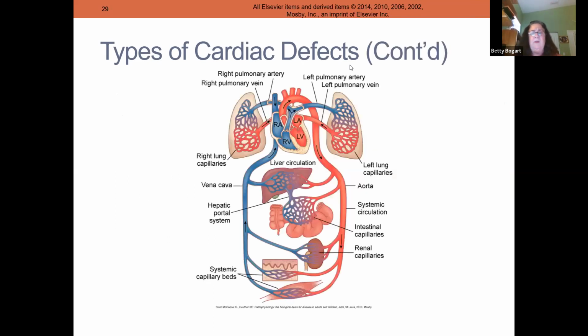Now, I'm going to discuss the first type of defect. The first thing you need to know is how blood flows. It goes from the vena cava, inferior, superior, into the right atrium. Goes through the tricuspid valve, the right ventricle, pulmonary valve, into the lungs. Back through the pulmonary veins, into the left atrium, through the mitral valve, into the left ventricle, out the aortic valve, into the aorta, down the arch, into the body.